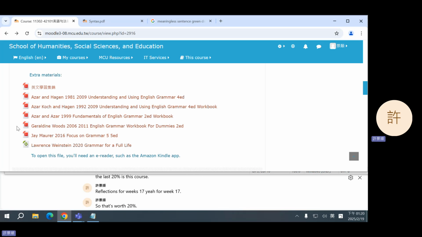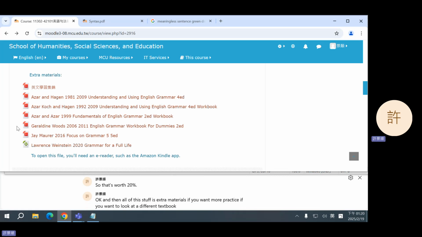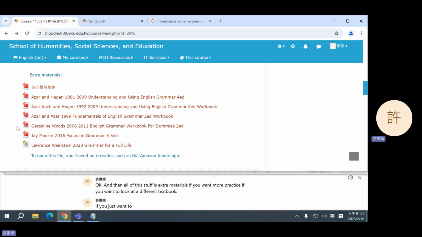Okay, and then all of this stuff is extra materials if you want more practice, if you want to look at a different textbook, if you just want to learn more about grammar.